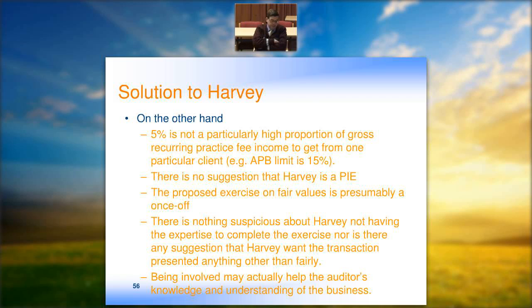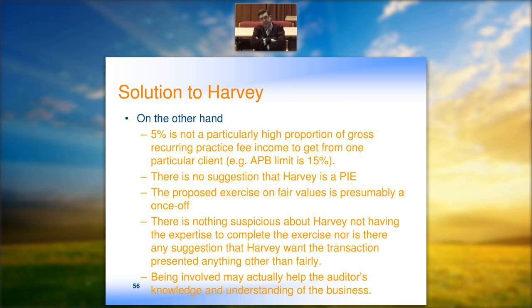The proposed exercise on fair value is presumably a once-off. There's no suggestion that this is going to be repeated. So again, it's a once-off. Another interesting point here is that there's nothing suspicious, particularly, about Harvey not having the expertise to complete the exercise, nor is there any suggestion that Harvey wanted the transaction to be presented in any way other than fairly, right? So there's nothing in this.